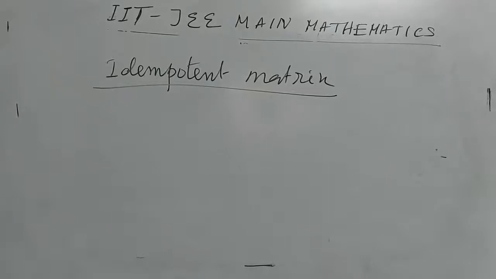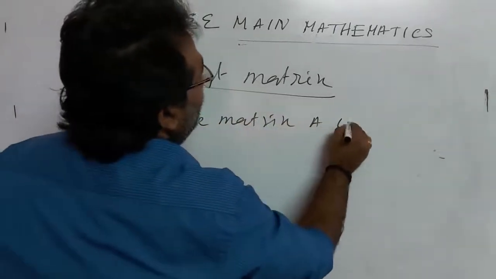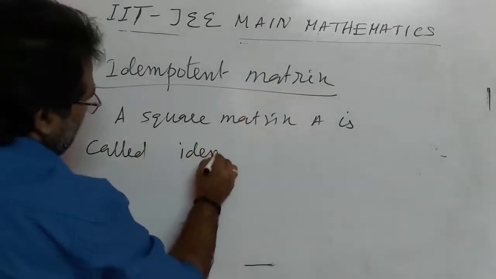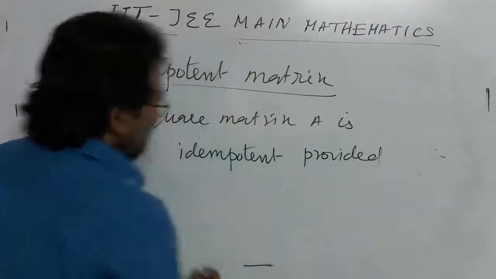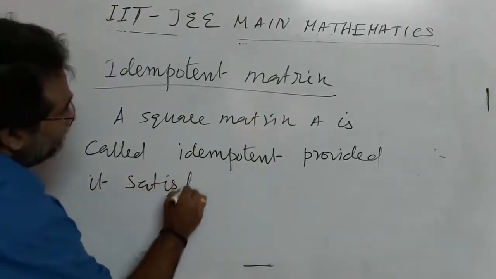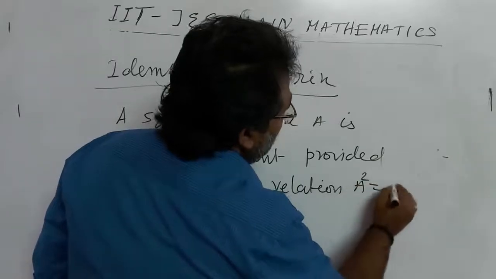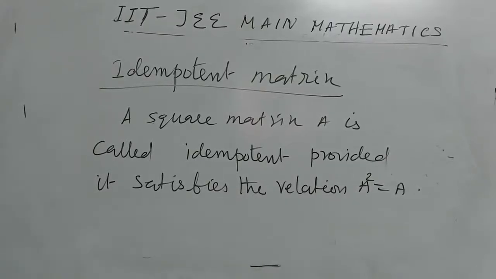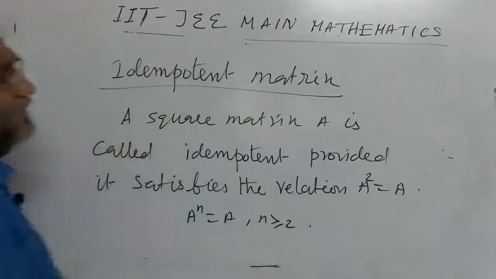Idempotent matrix. A square matrix A is called idempotent provided it satisfies the relation A squared equal to A. So A power n equal to A, n greater than or equal to 2.